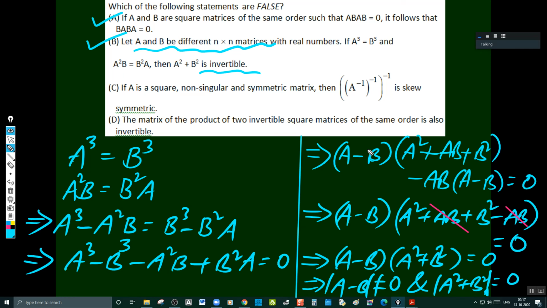Sir, can you explain why determinant of A minus B is not equal to 0? It is given in the beginning of the statement that A and B are different n by n matrices. Different, that is, matrix A is not equal to B. Okay, sir. Thank you.